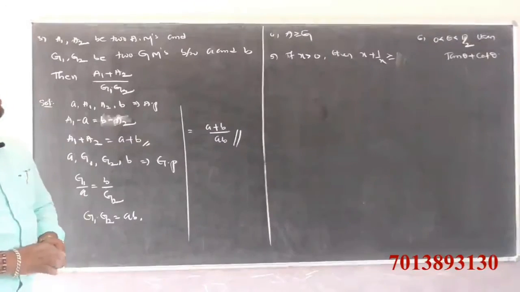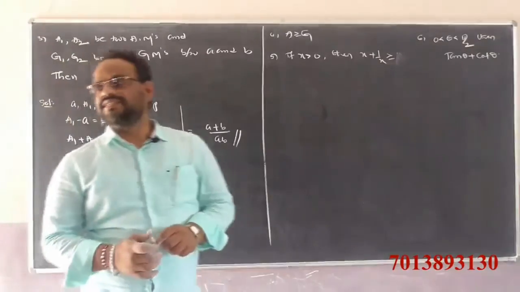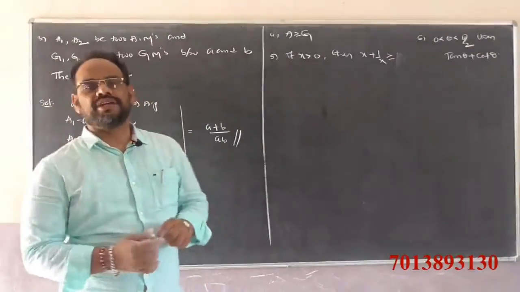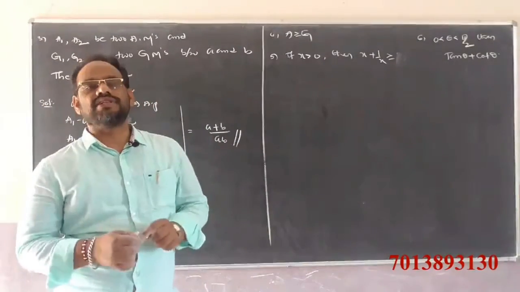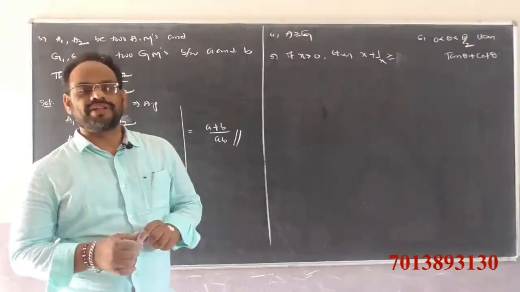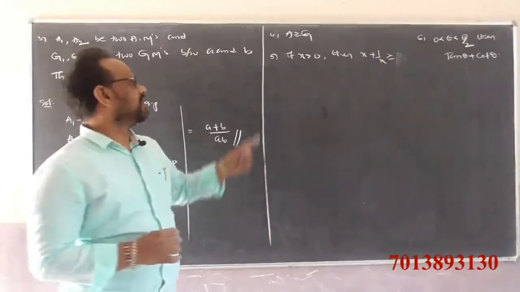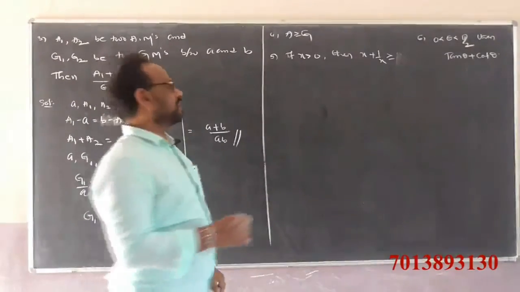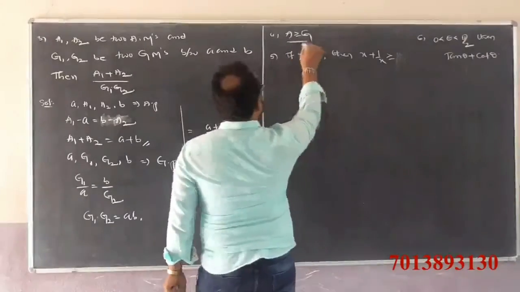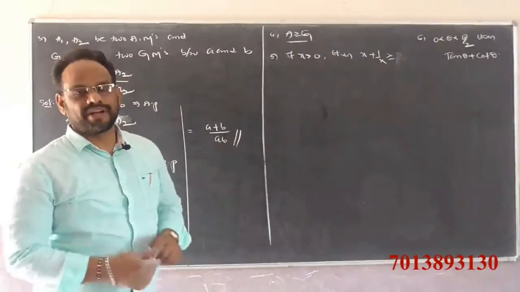Next, fourth question. A is the arithmetic mean and G is the geometric mean between any two given numbers. What is the relation between A and G? Already we discussed the properties of the relation between arithmetic mean, geometric mean and harmonic mean. Arithmetic mean is always greater than or equal to geometric mean, that is A is greater than or equal to G.